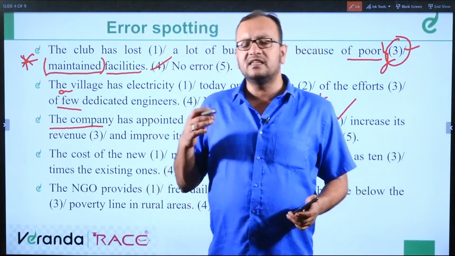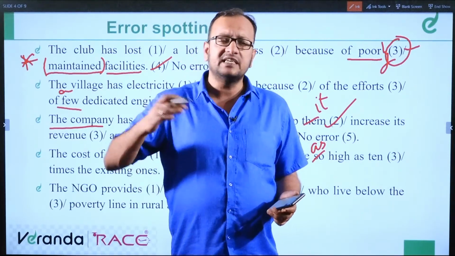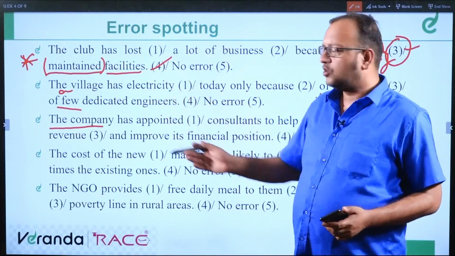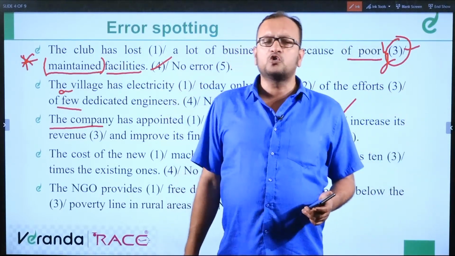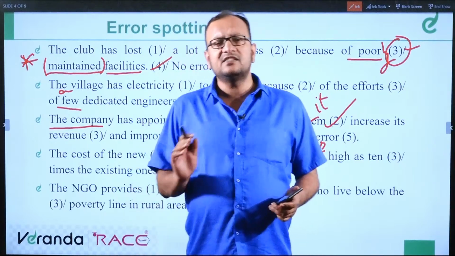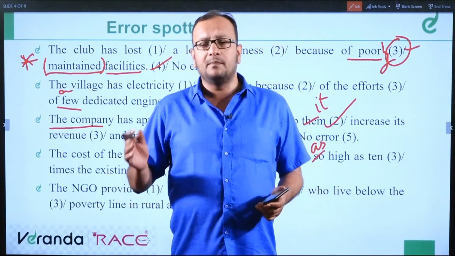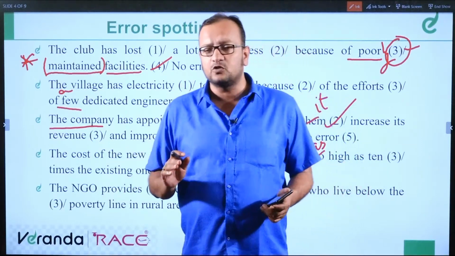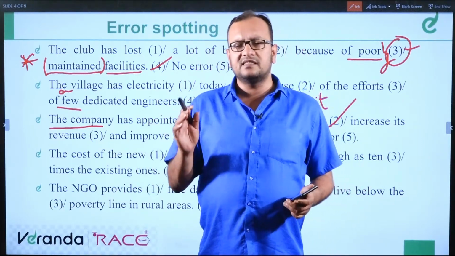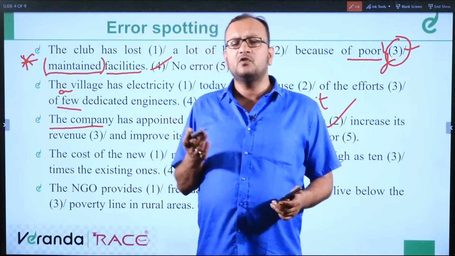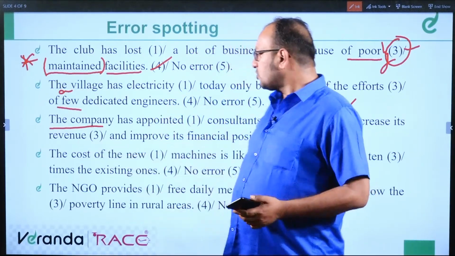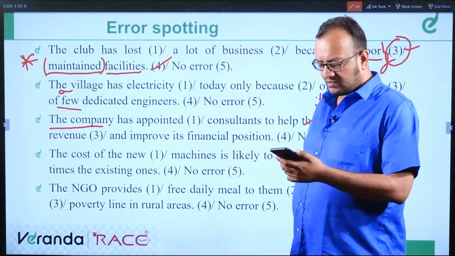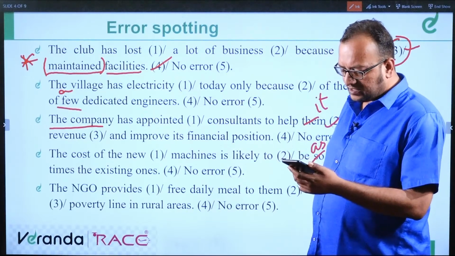So high as is used when the sentence has not in its preceding part. So had there been not over here, we would have chosen so. For example, he is not so intelligent as his brother. He is not so intelligent as his brother, but he is as intelligent as his brother. Because the second sentence is a positive sentence, that's why we use as plus as. So the cost of the new machines is likely to be as high as 10 times the existing ones. Okay, yes, Darshini Guru, correct.